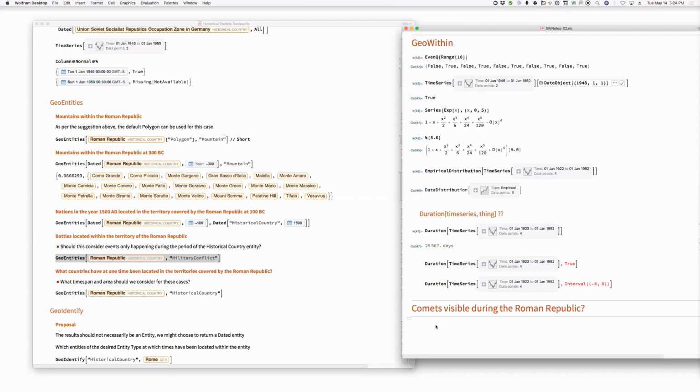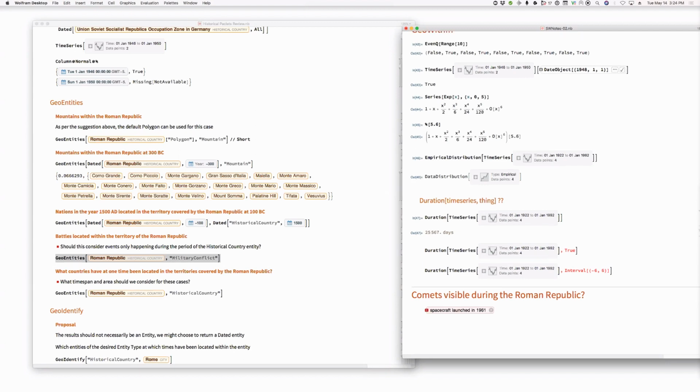So, that's potentially a different thing. For example, here's a question: if I want to know what spacecraft were launched in 1961, how do I do that? If I say spacecraft, that's not encouraging. Why doesn't that work?